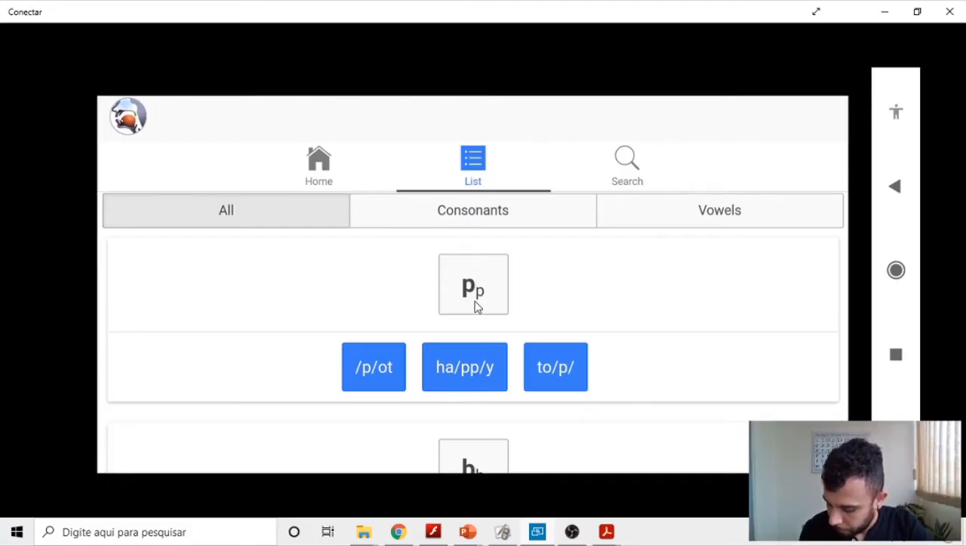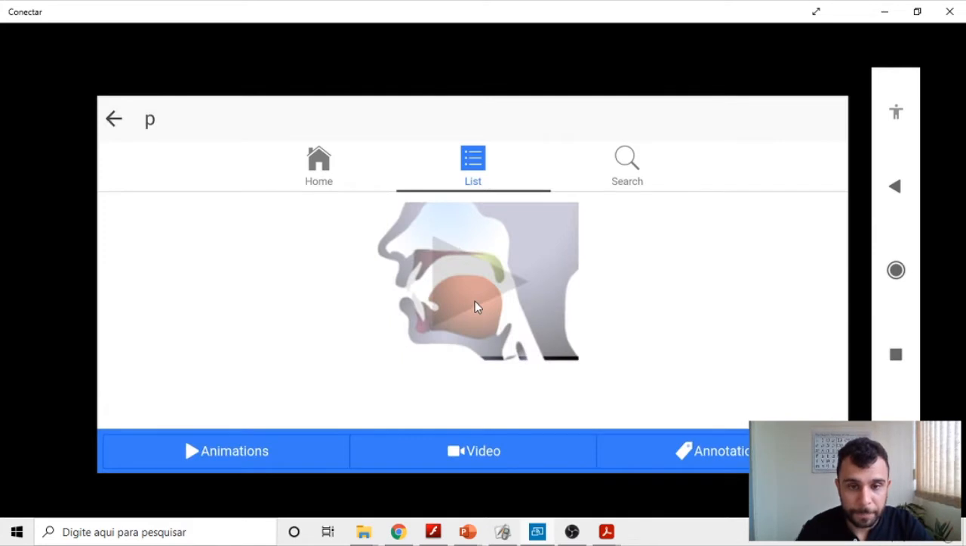So take a look. The first sound there, p. Let's check how it is produced. Pa. Look what happens. Lips touch each other. What happens to your velum here? It goes up, and air cannot escape through the nose. So this is an oral phoneme. Now look what happens with your vocal folds here. Nothing. It doesn't vibrate.